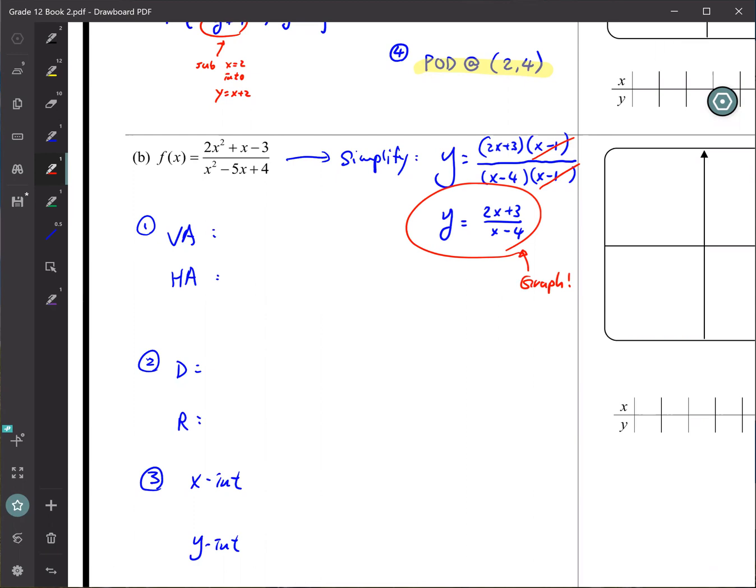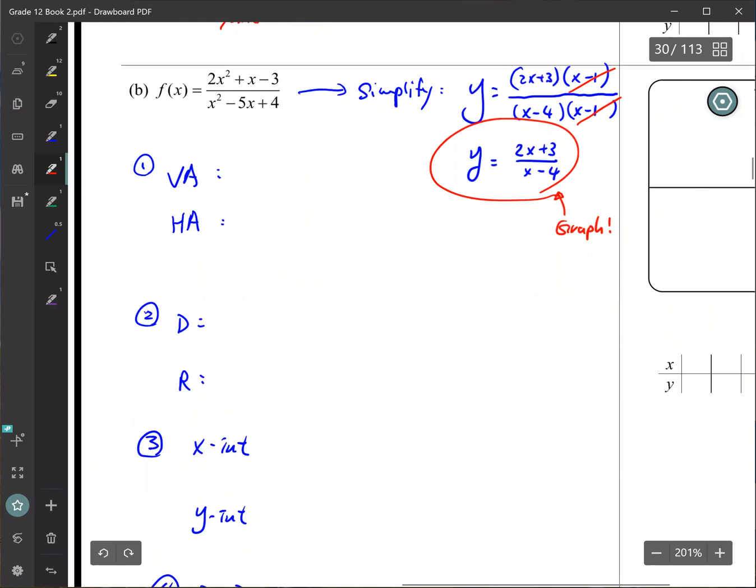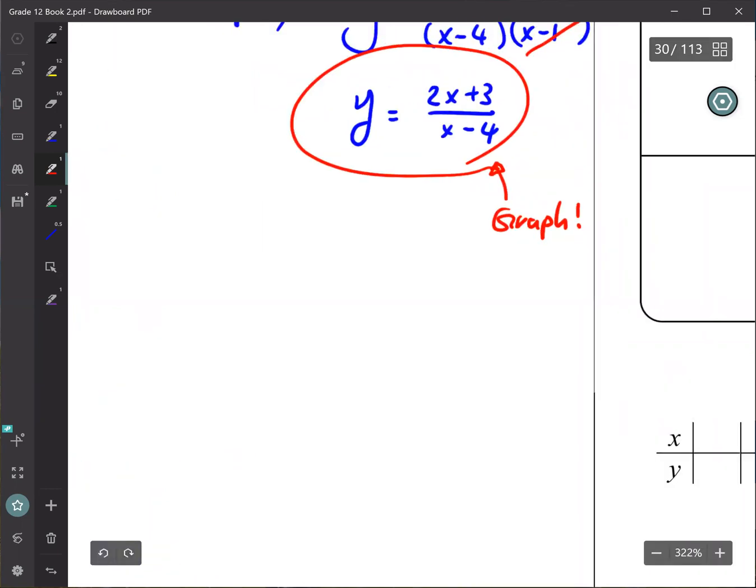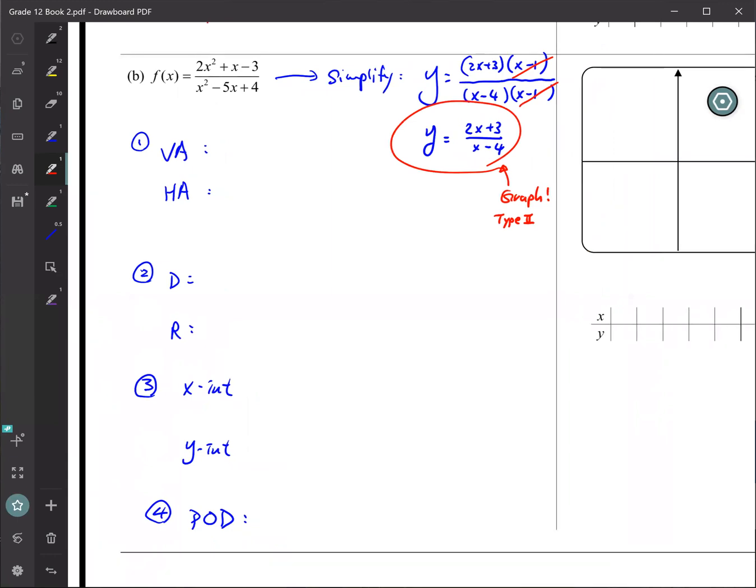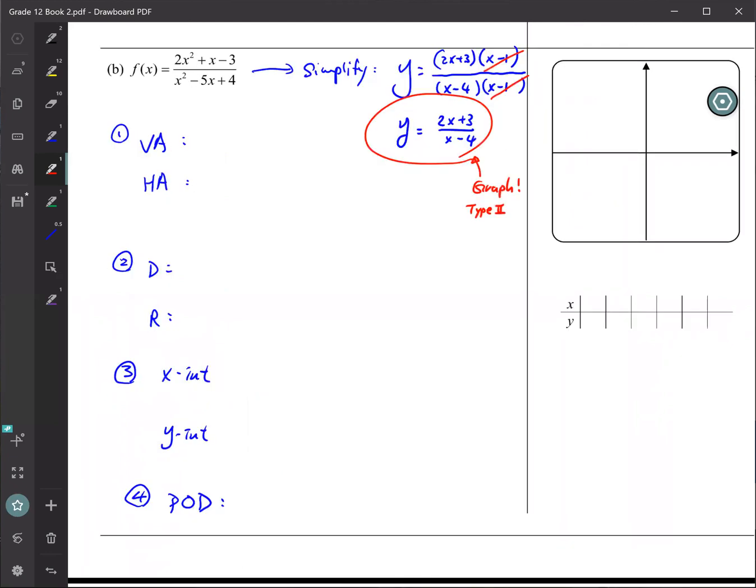Okay? And since we're graphing this one, you go back and think about it: is the one we are graphing right now type 1, type 2, or type 3? Okay, can you think about this? Tiana, what do you think? 2. Yep, type 2, okay. So type 2 is when the degrees are the same, right? Once you know it's type 2, then I'll let you finish everything from 1, 2, 3, okay? We can talk about the POD together, okay? So raise your hand when you finish 1, 2, 3.